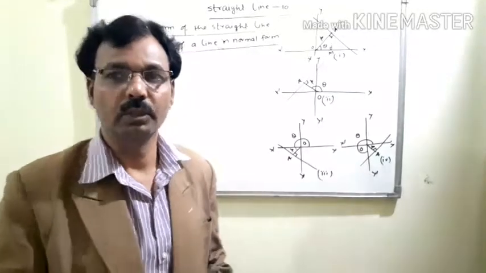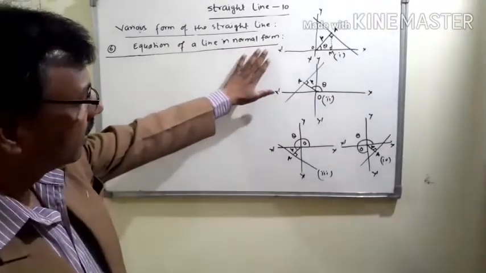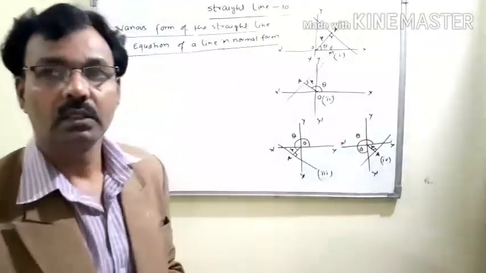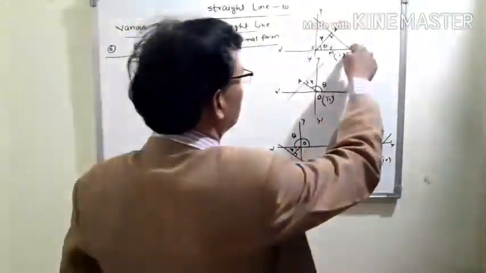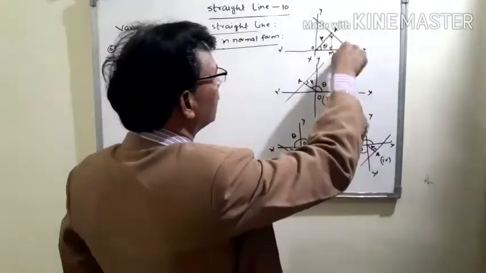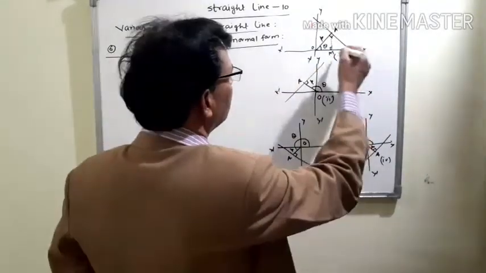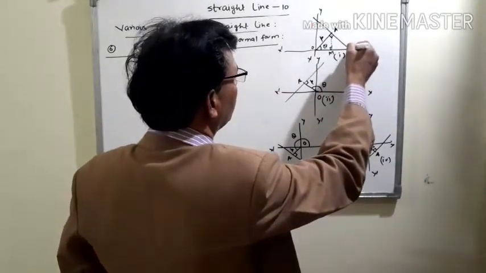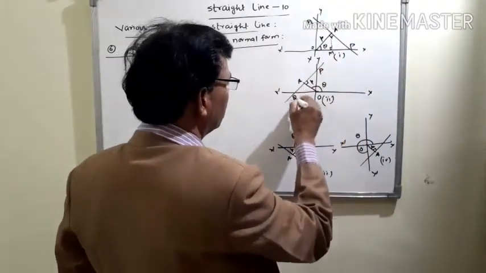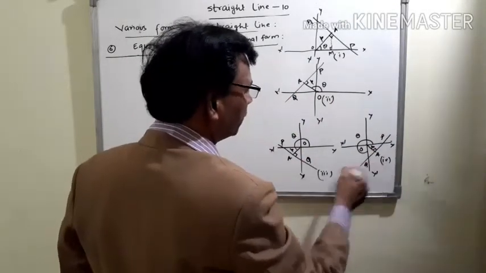Hello students, in this video we will discuss the equation of a line in normal form. Here you can see there are four situations. Suppose this is a line, and this line intersects the x and y axes at points P and Q.